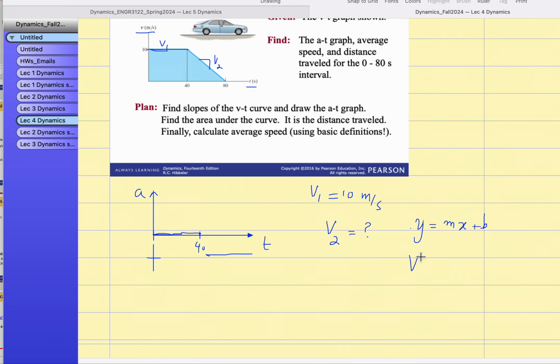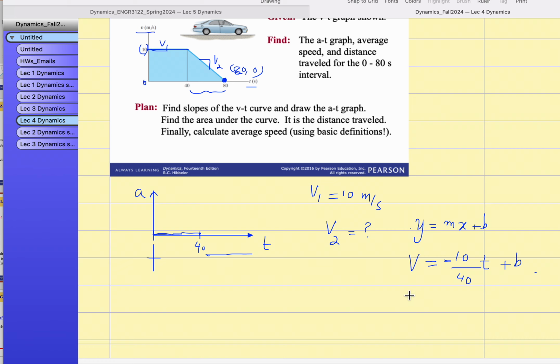So can I write down v equals, slope is negative 10 minus 0, which is 10, rise over run, which is 80 minus 40, which is 40, times t. Now b, we do not know. But I'll give you a trick. The trick is, at time, what is the point? This point is 80 comma 0. You know the coordinate on the x-axis, 80 comma 0.